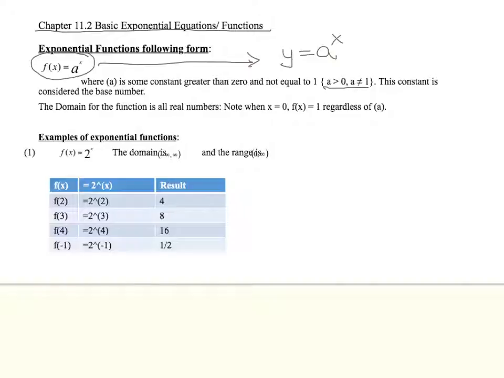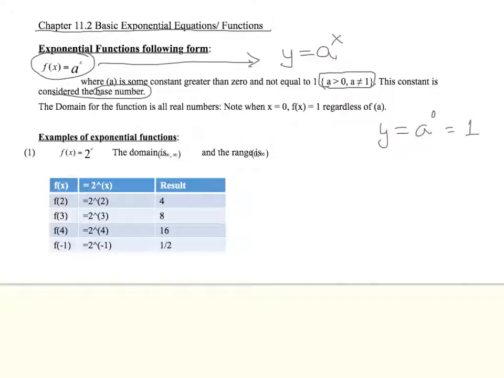So here are our constraints on the exponential condition. We also consider a as the base number, right? So we're going to talk about a base number in this chapter. The domain for the function is all real numbers. Note when x is 0, f of x is 1 regardless of a. So in every case, when we have y is equal to a to the 0, regardless of what a is, we just have y is equal to 1.